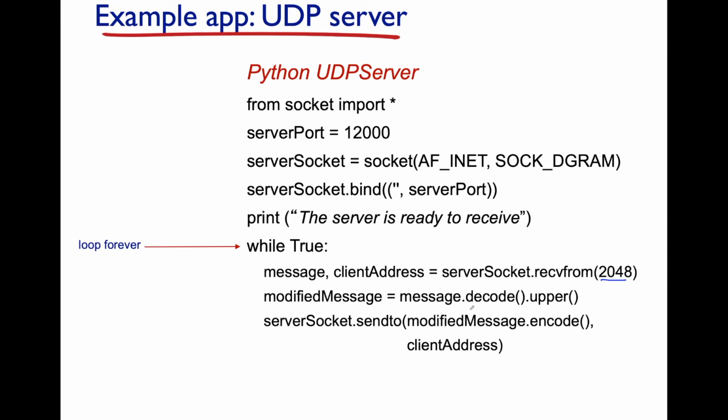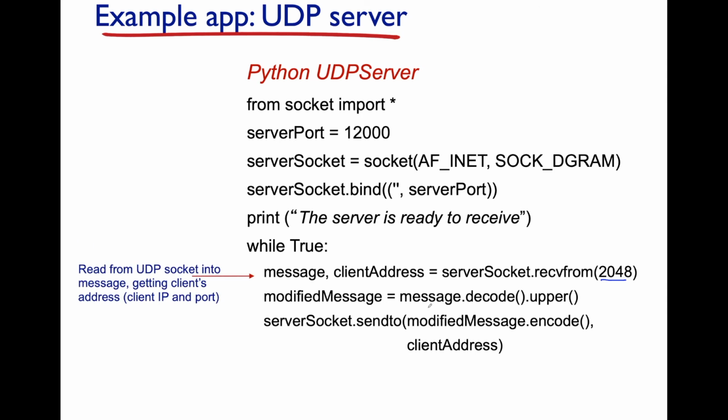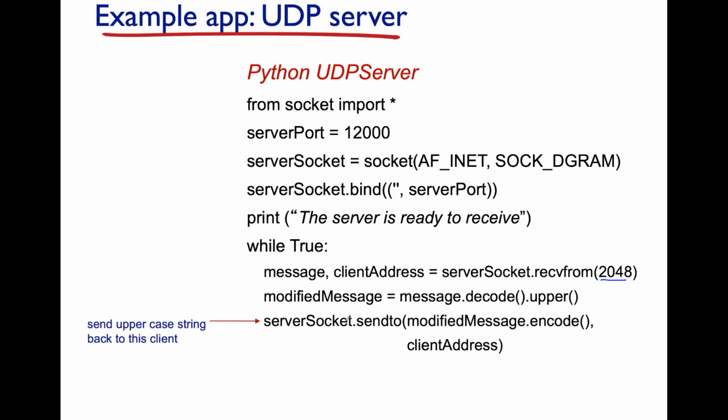You decode that message, and convert to uppercase, that's the work the server performs. And then once you finish performing that work, you send the response, the capitalized string, back down the wire. And the client's already waiting, doing a receive on that socket, and gets that uppercase capitalized string.